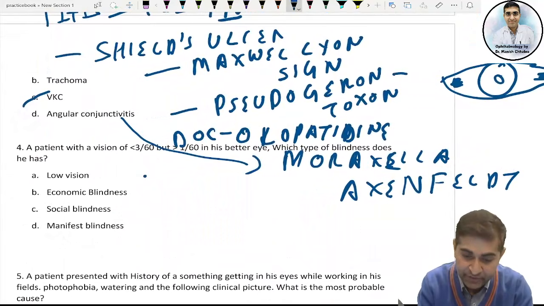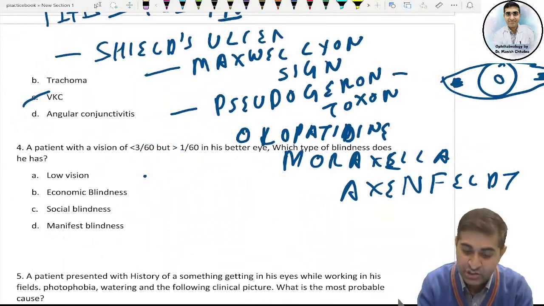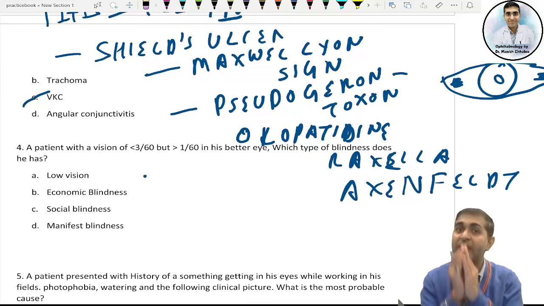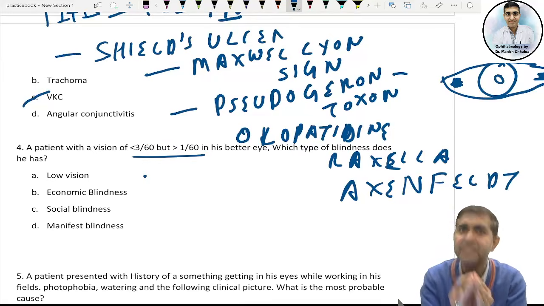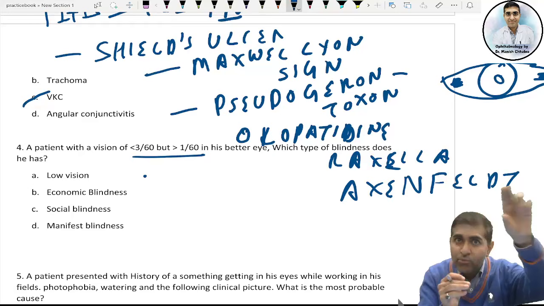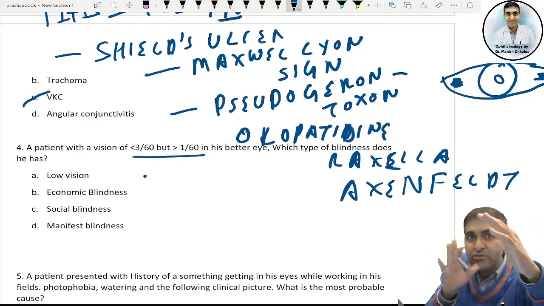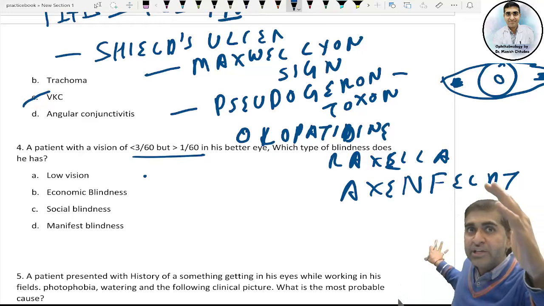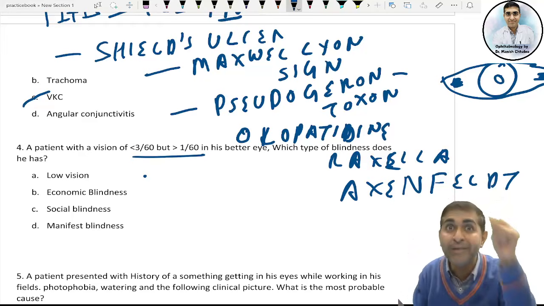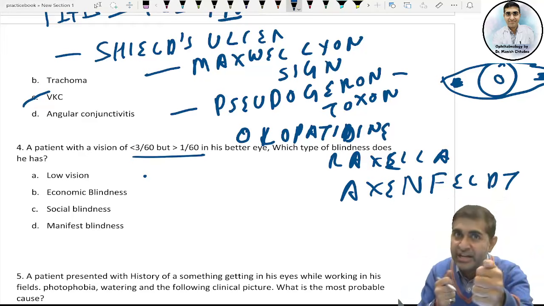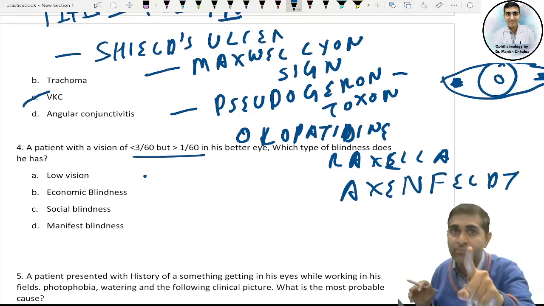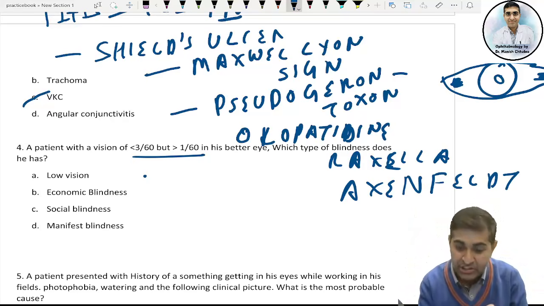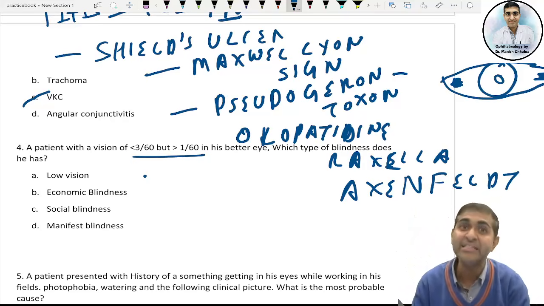A patient with a vision of 3/60 to 1/60. So that means the vision is between 3/60 and 1/60. What do you understand by 3/60? 3/60 means the patient is reading the topmost letter on the Snellen's chart from a distance of 3 meters, which a normal person can read from a distance of 60 meters. Numerator tells you where the patient is standing. Denominator tells you where the normal person can read from. So 3/60 to 1/60, in the better eye, which type of blindness is it?